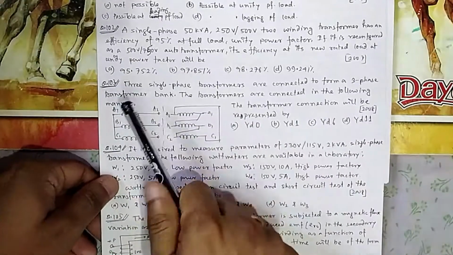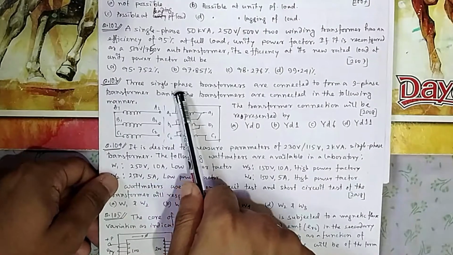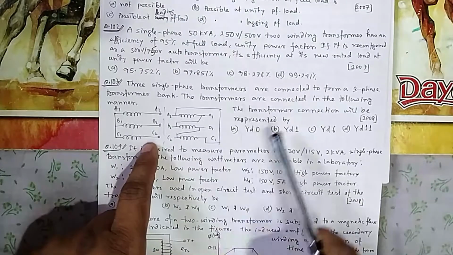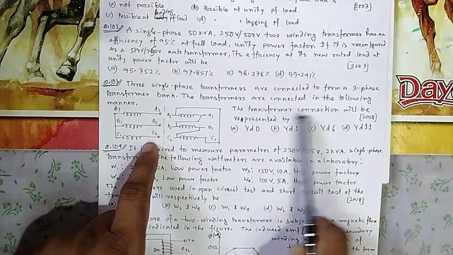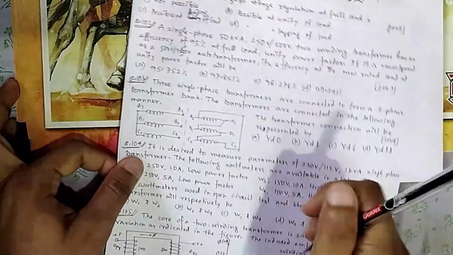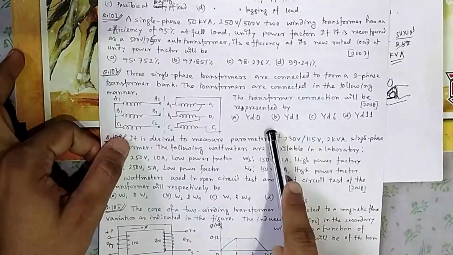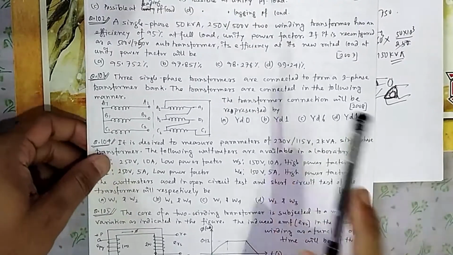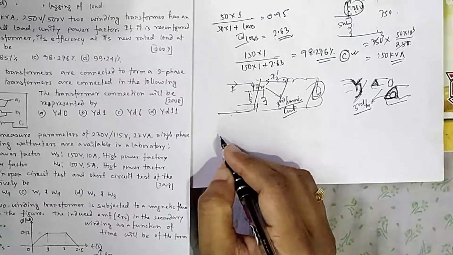So in question number 103, three single phase transformers are connected in the form of a transformer bank as shown in the figure. The transformer connections will be represented. So there are different methods. It is star to delta. You have seen star delta never becomes 0, never becomes 6. Either it is plus 30 or minus 30. It can be done in this way.